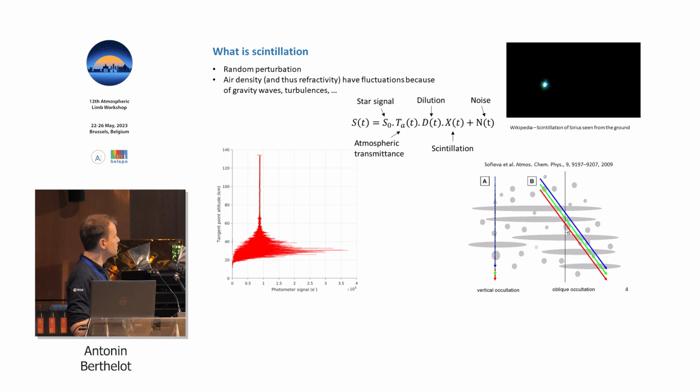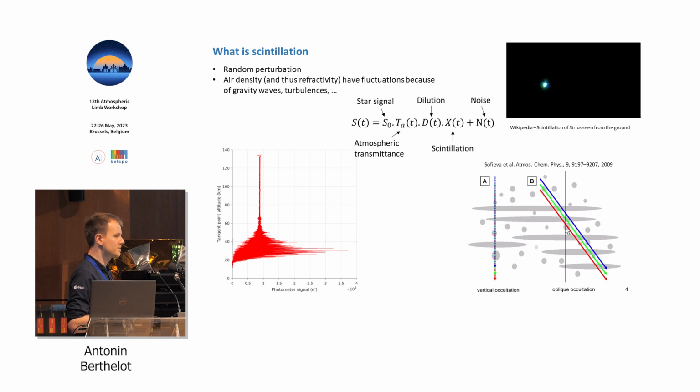And when you want to know your transmittance, it basically comes as an additional term here. So your star signal is basically a combination of the out-of-atmosphere spectrum, the transmittance due to ozone, for instance, refractive dilution, and then scintillation, which comes as an additional modulation.